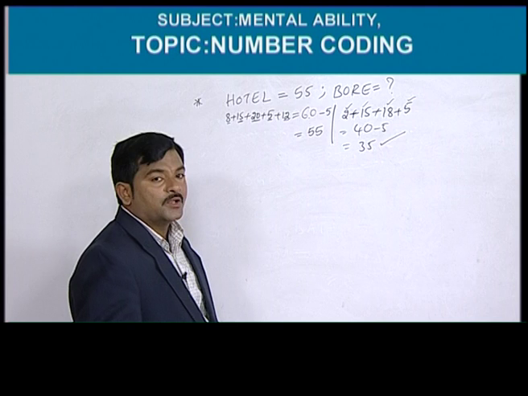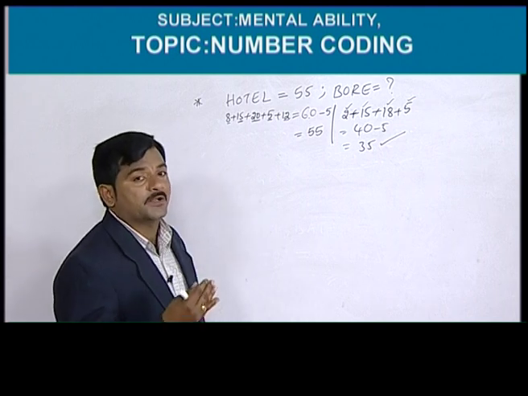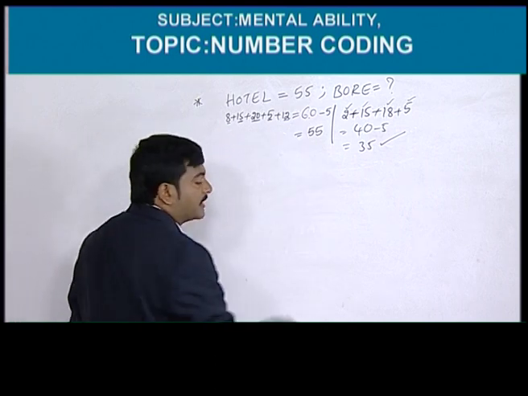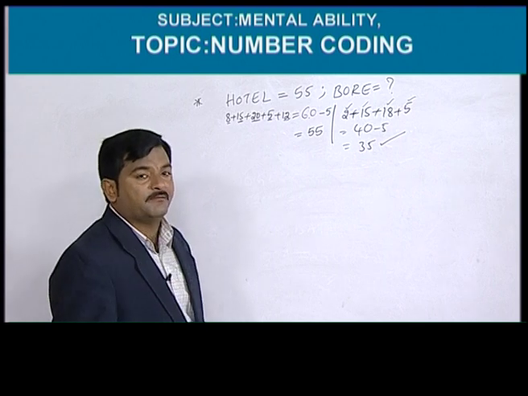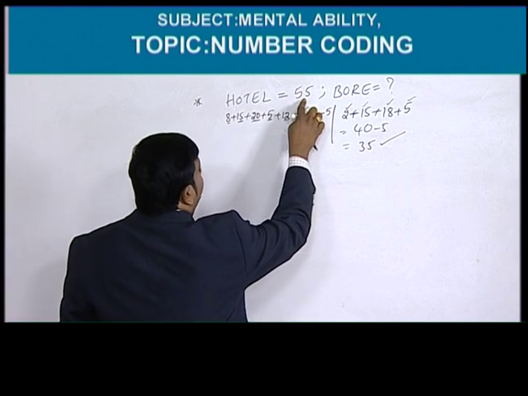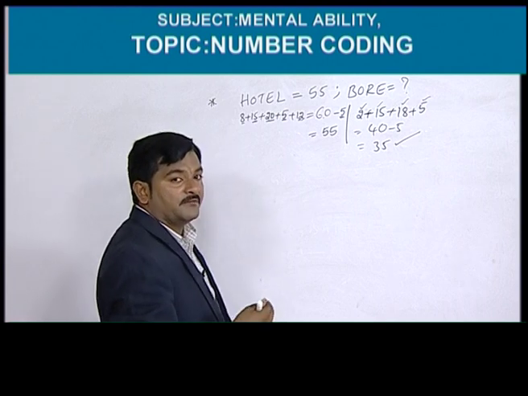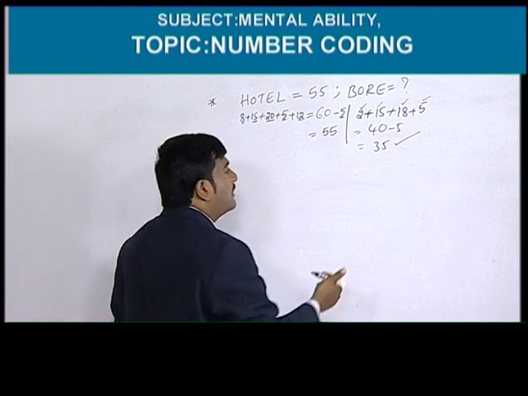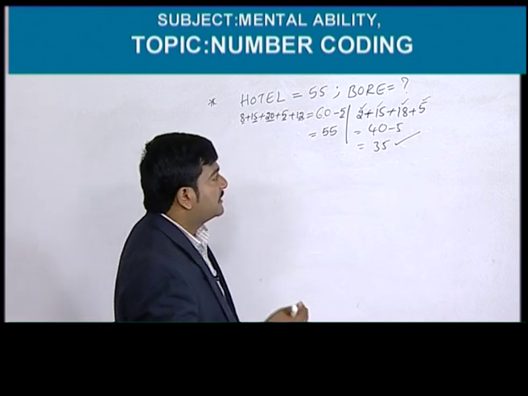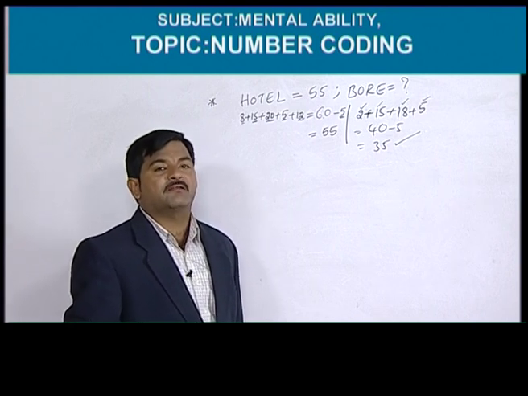But sometimes you may get a doubt also. See, you may think from this point of view also. For example, I am adding all these numerical numbers, how much am I getting? 60. Since the given word hotel has 5 letters, he subtracted simply 5. But the given word bore has only 4 letters, so he can subtract 4 also. Then which one is the answer? Is it 35 or 36? That depends on the nature of the given options.